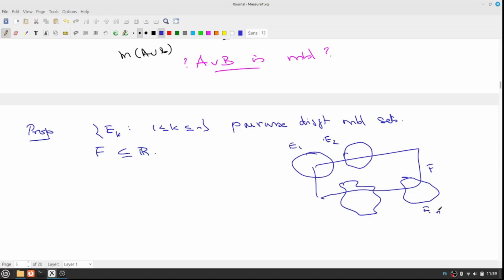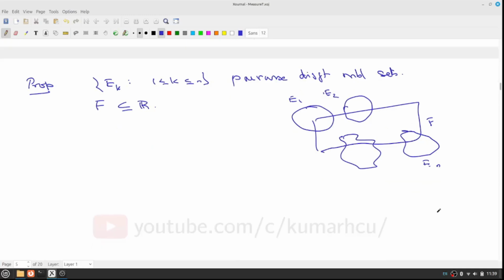This is E. Now what we want to do is a very interesting thing: m star of F intersection union E_k, k equal to 1 to n. Can you guess what it should be? It says that this is nothing other than these values. We want to claim that this is nothing other than the summation of m star of F intersection E_k, k equal to 1 to n.